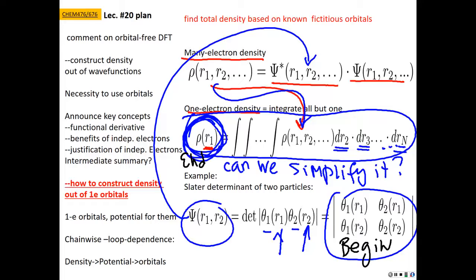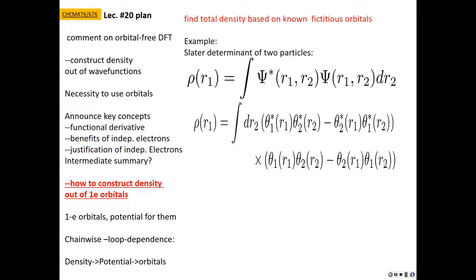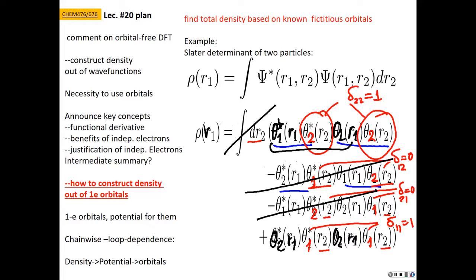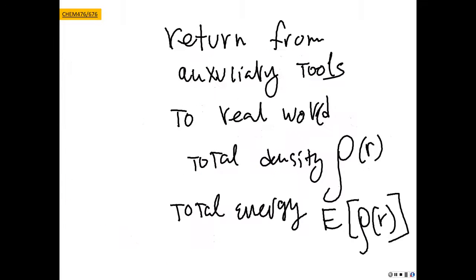So this was our little exercise of integration. Slater determinants, integration, several terms. First and last stay, middle terms cancel due to orthogonality. So here there is a protocol to compute total density.